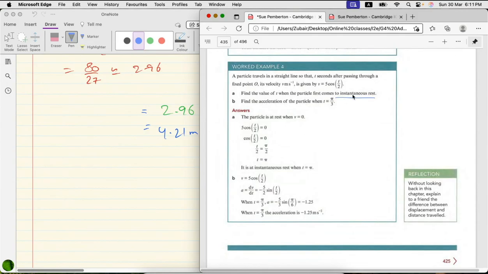So when velocity is 0, we can equate this equation to 0. Pi divides. Cos inverse of 0 is pi by 2. 2 goes there, and t is equal to pi. So at time t equals pi.